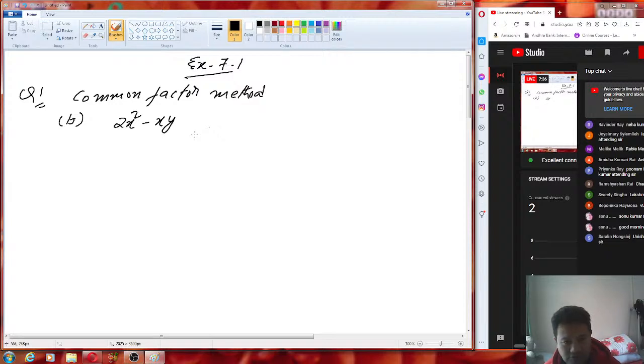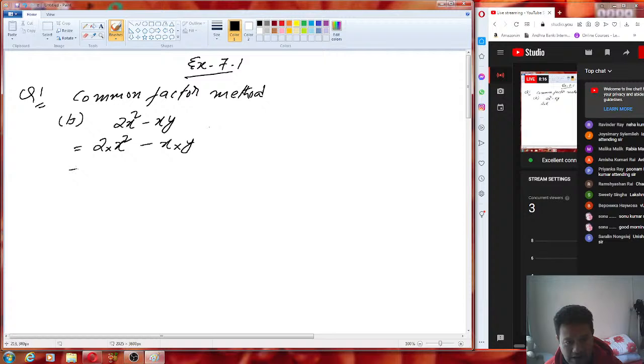First of all, as I told you, we have to understand the factor. In this case we have two terms. One is 2x square and another is xy. In the first term, what are the factors? We have 2, which is one factor. Then we have x square, which is another factor. Or we can write x into x also, but we write x square. And in the second term we get xy. So x is one factor and y is another factor.